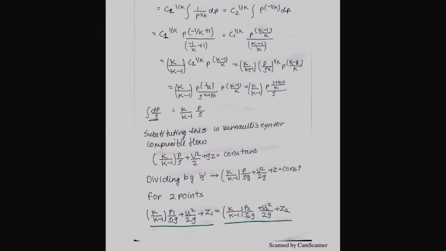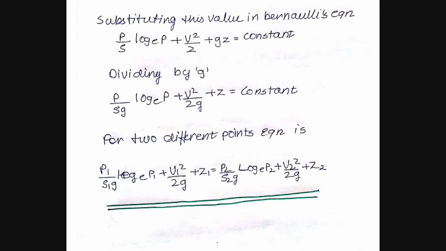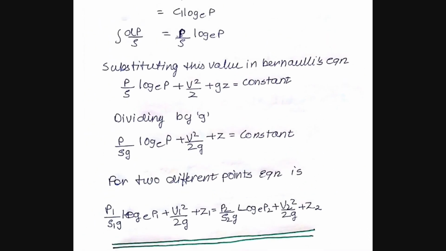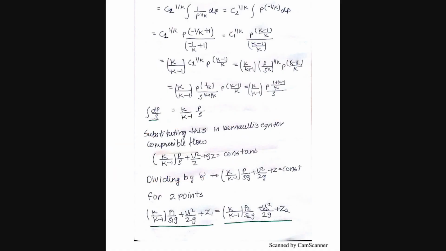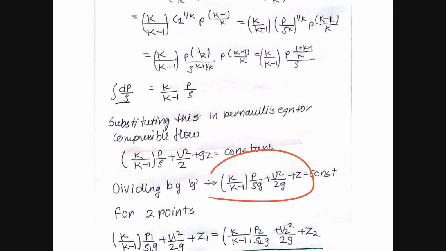In this lesson, there are two things which are very important. Those are the Bernoulli's equation for the isothermal process, which is this, and second, the Bernoulli's equation for the adiabatic process, which is this. So these two are very important equations.